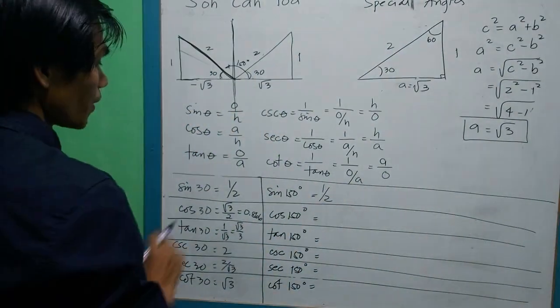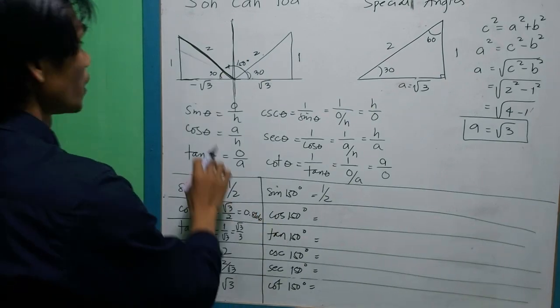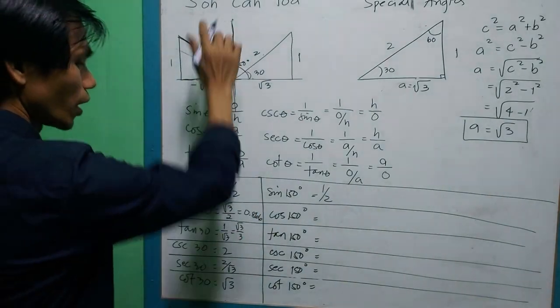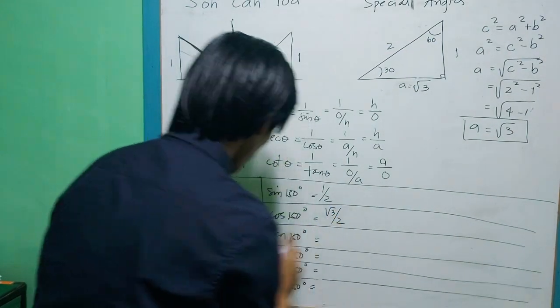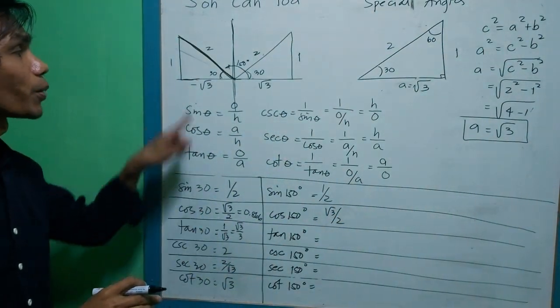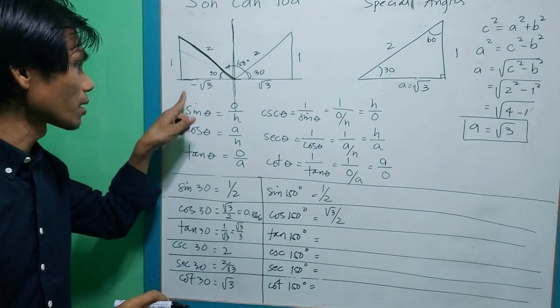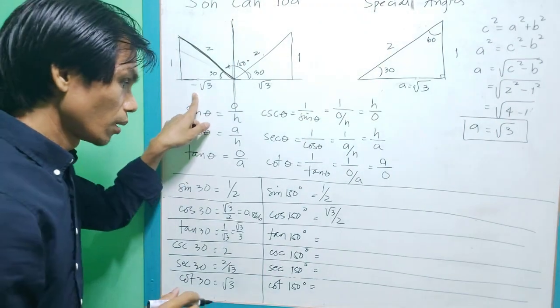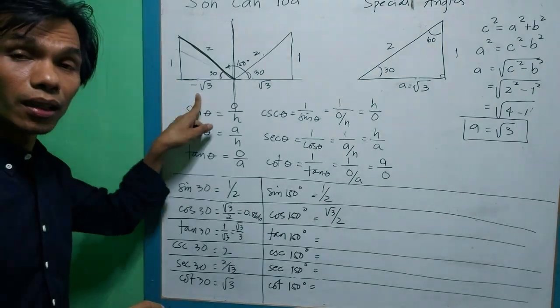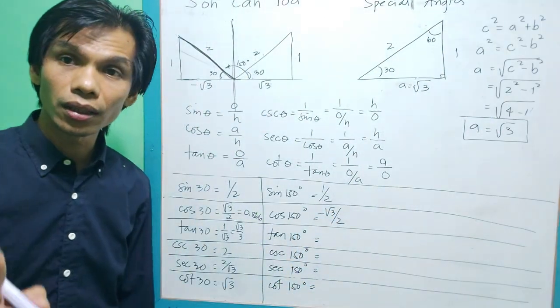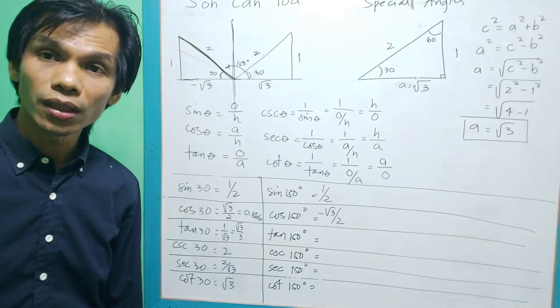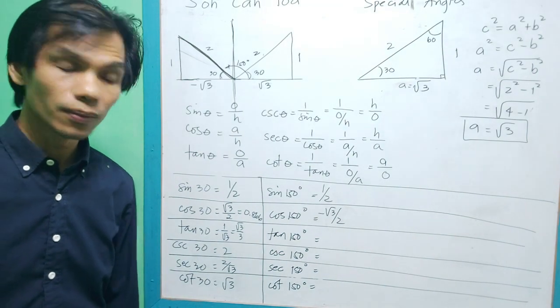Ayan. So, cosine of 150. That is adjacent over hypotenuse. So, square root of 3 over 2 pa rin. Same is true with this. Ang pinagkaiba lang niya is negative na siya. Bakit? Kasi negative na yung square root of 3. Ayan. Try yung calculator. Cosine of 150 is negative.